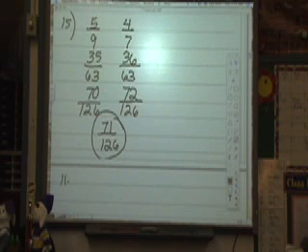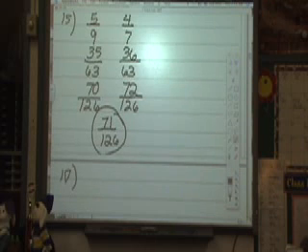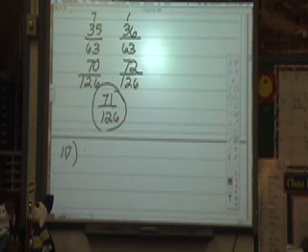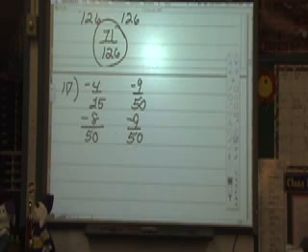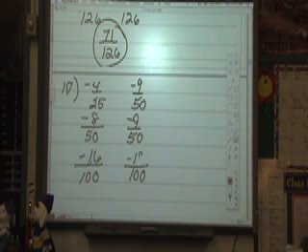Number 17. This time we have negative 4/25 and negative 9/50. The denominator we could use, anyone? 50, so this would be negative 8/50 and negative 9/50. There's no space between them. Let's increase it to 100, and that would be negative 16/100 and negative 18/100. So what's the number exactly in the middle? Negative 17.